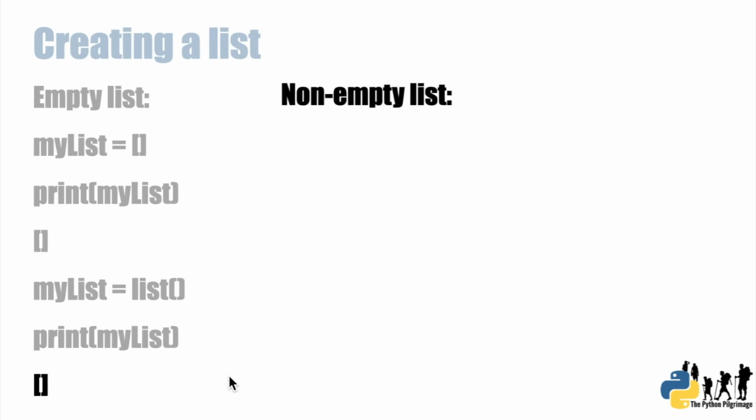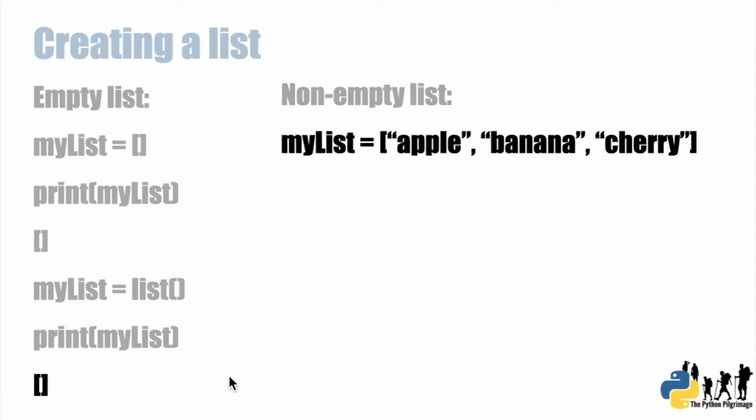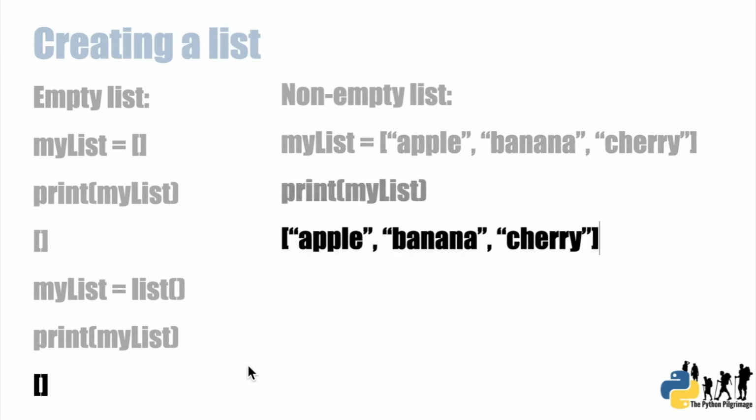For a non-empty list, you can just specify your variable and then populate your list depending on the data type of the value. Make sure to separate them by commas. So if you print out my list, you'll get a list with apple, banana, and cherry in quotes and separated by commas. But how about if you want to access individual items inside a list? Let's move on to accessing items.